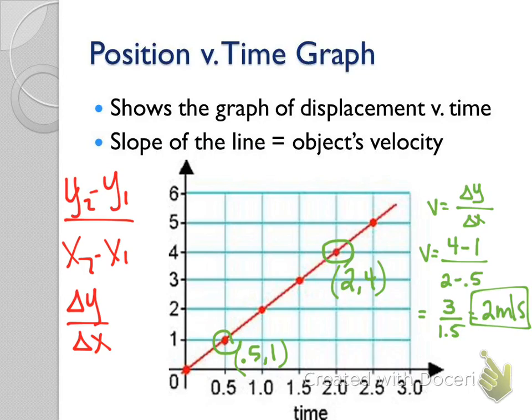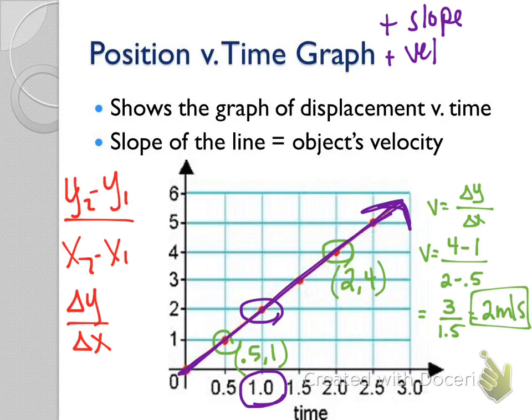So if I look at the 1 second time interval, we could expect my position to be what? 2 meters. And is it? Yes. So the slope of a position versus time graph tells me the speed at which I'm moving. Whenever I have a straight line on a position versus time graph, that means I have constant velocity. In this particular instance, is my position moving forward or backward? Forward. So I have a positive slope. Positive slope equals positive velocity, which means I'm moving in the forward direction.